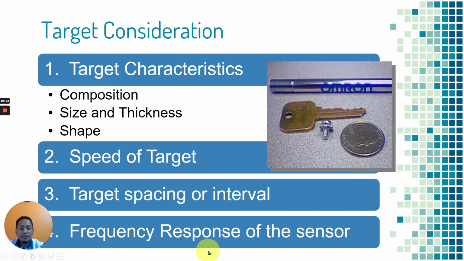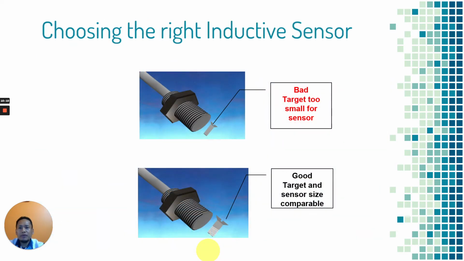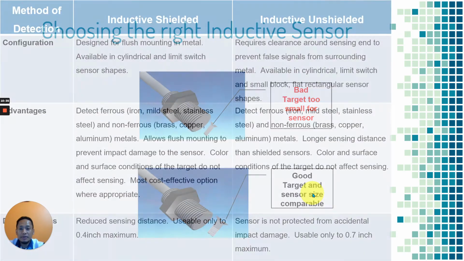It also depends on the accuracy and the characteristic of the sensor itself. And we have to know how to choose the right inductive sensor. For example, a bad target is too small for the sensor. If you use a bigger sensor but the target is too small, it's insufficient. So we have to choose the right sensor so that it works well. Target and sensor size should be comparable.